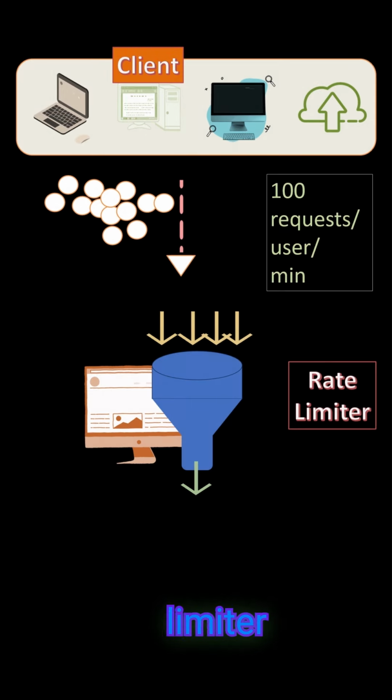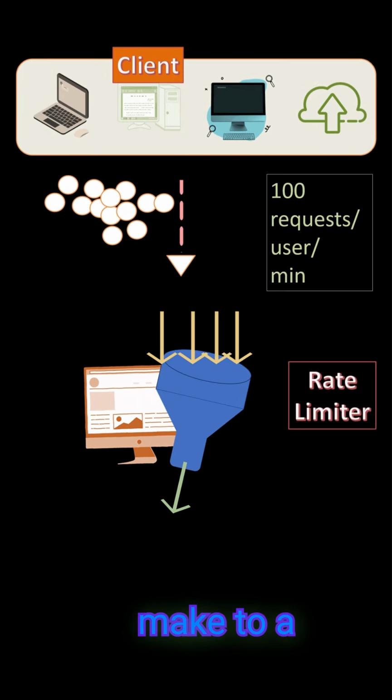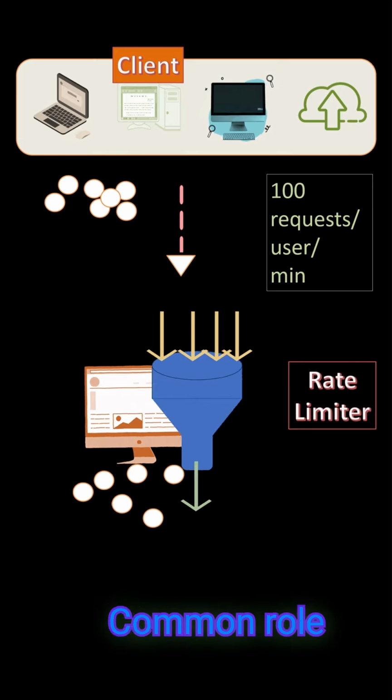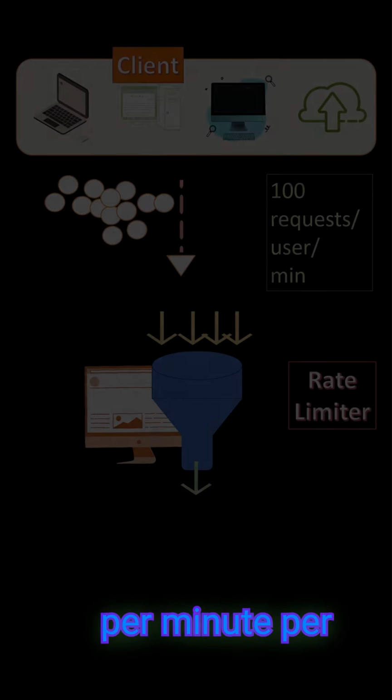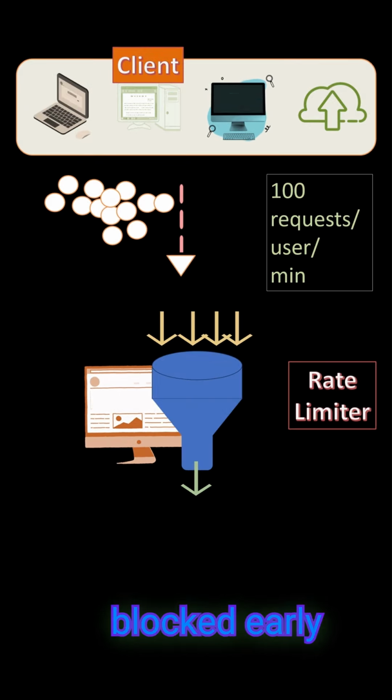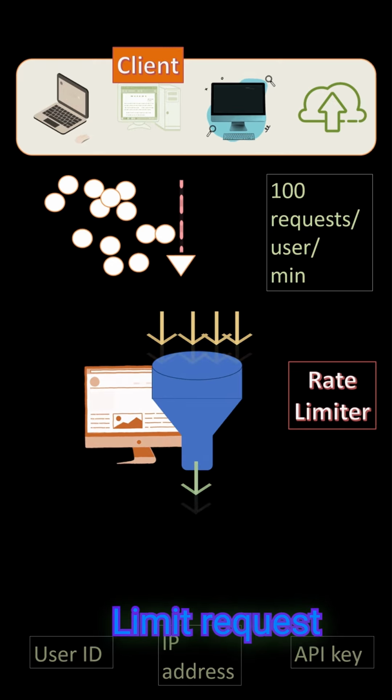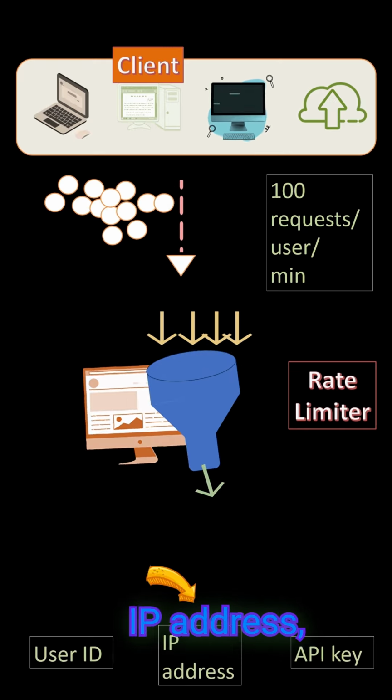Rate limiter. A rate limiter controls how many requests a client can make to a service in a given time window. A common rule would be: allow 100 requests per minute per user. Too many requests are blocked early and valid requests are allowed through. Limit requests by user ID, IP address, or API key.